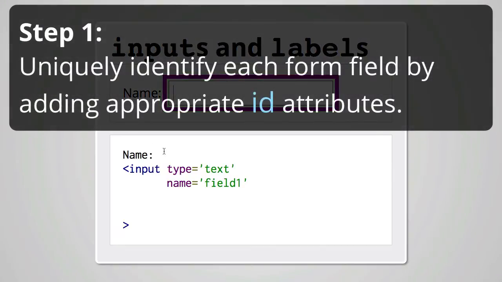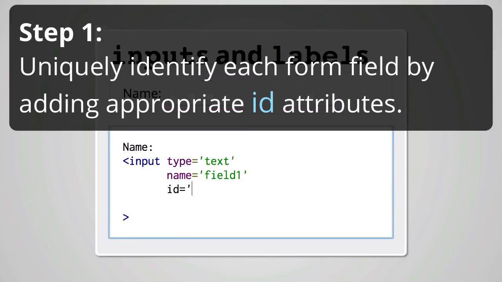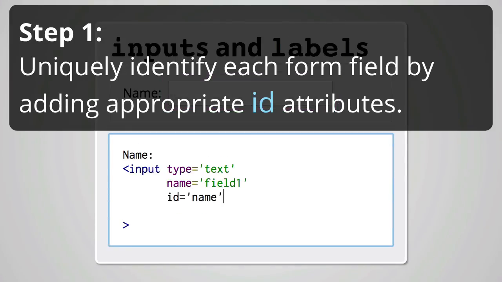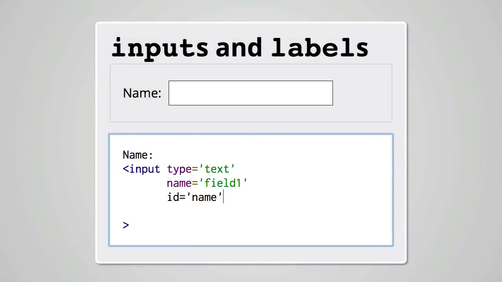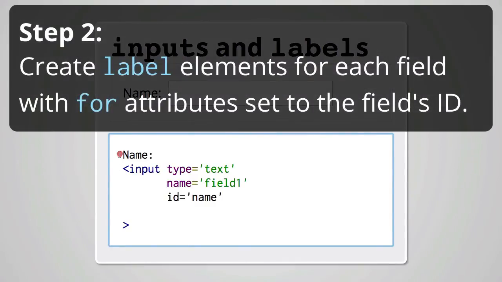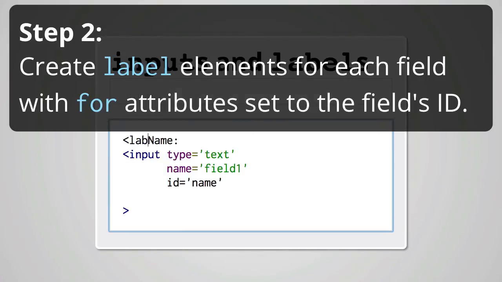The first thing we're going to need to do is uniquely identify this input field so that we can say label X is associated with input field Y. We do that with an ID. Great, so now the input field has an ID and we can use that ID to label it. We'll use the label element and set a for attribute that contains the same value as the ID that we've just set.